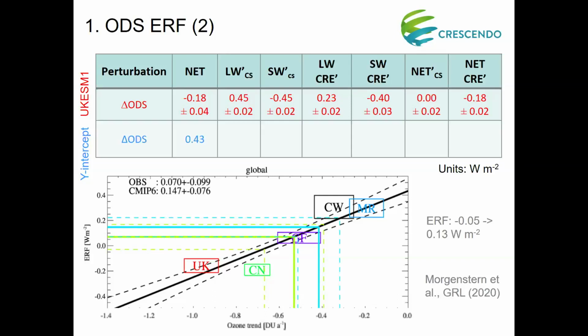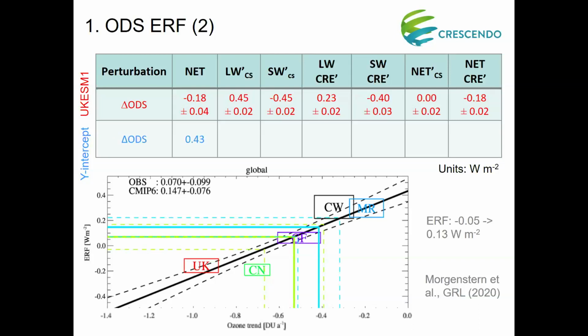So again, it's using five models that contributed to AerChemMIP, and it found that the range of estimates in the effective radiative forcing from these models was linearly related to the modeled ozone trend in those same models' coupled historical simulations. So it means we can use this linear relationship and we can use observations of the historical ozone trend to infer an observationally constrained estimate for the effective radiative forcing.